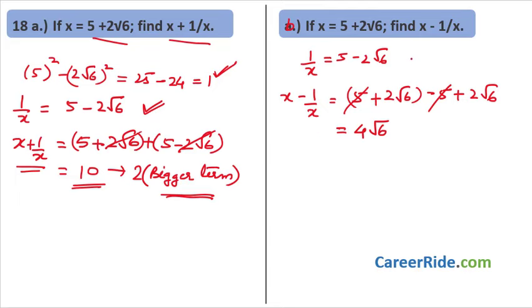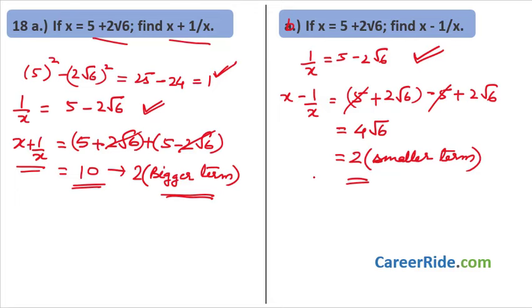So whenever you are able to find out the value of 1 upon x like this, your x minus 1 upon x will be double the value of the smaller term. Directly you can mark the answer. Very interesting, and it is a very time saving trick which can earn you a lot of marks and can get you the right answers also.